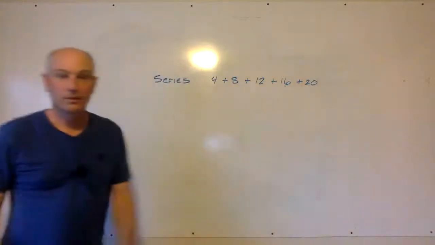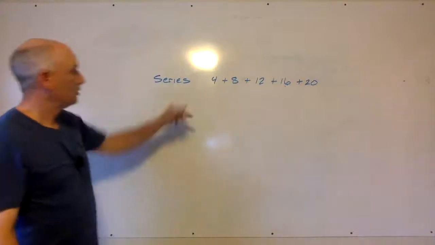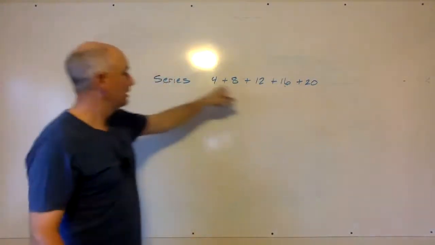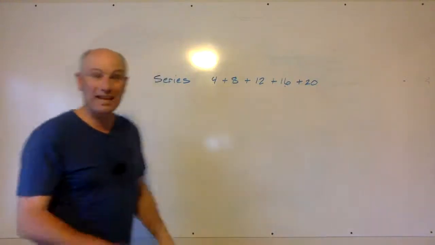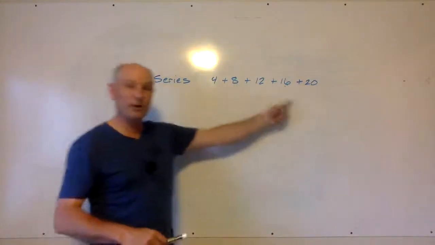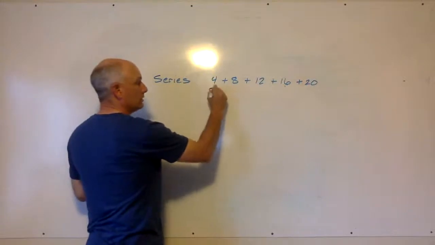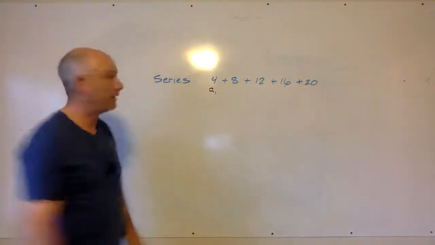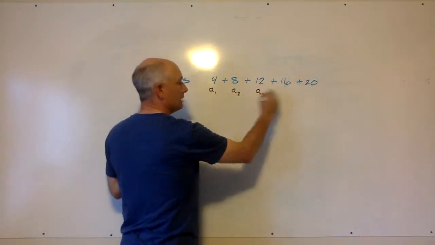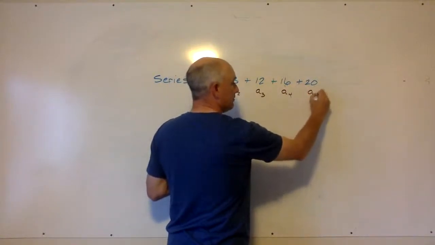All right? Now, when we look at this, we can see the series, we're just adding the terms of a sequence. So we have to keep in mind that when we take a look at the terms that are written out in a series, the 4 from the sequence would be a sub 1. 8 would be a sub 2. 12 would be a sub 3. 16, a sub 4. 20 is a sub 5.